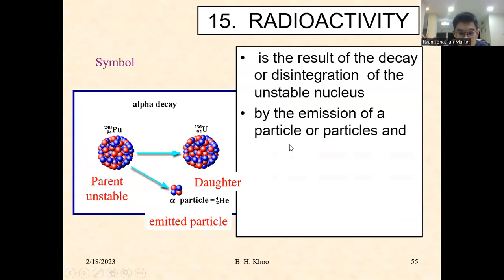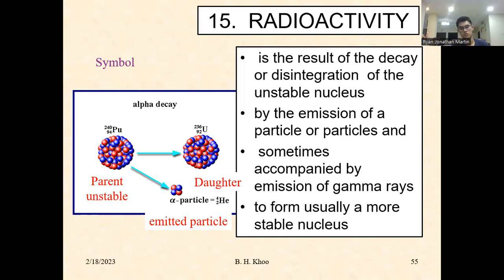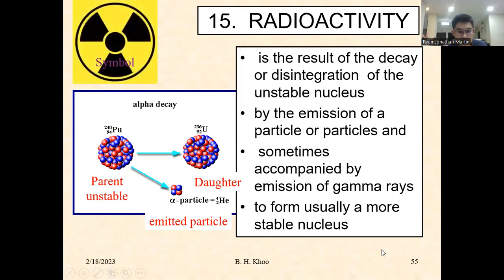By the emission of a particle or particles, and sometimes accompanied by emission of gamma rays, to form usually a more stable nucleus. The parent is unstable. The daughter is usually stable, but not necessarily. Sometimes it can still be unstable and will decay further down. And that's the symbol. If you go to university, they will have a symbol there telling you, careful, radioactive source stored in the lab.